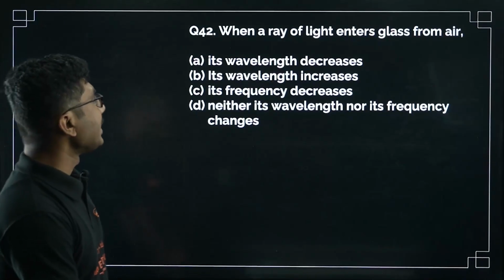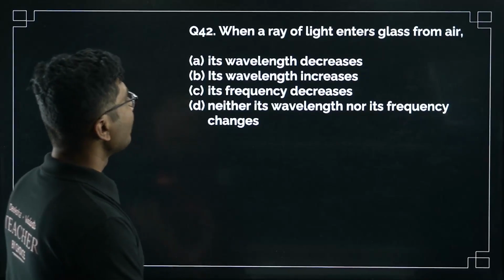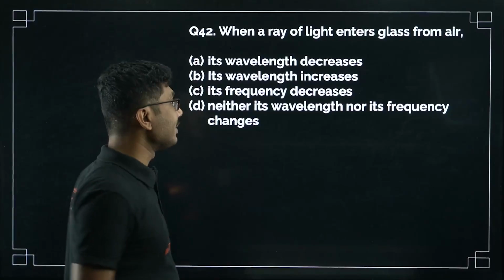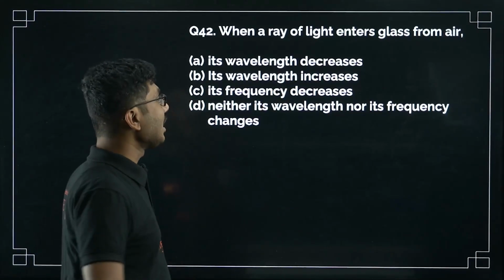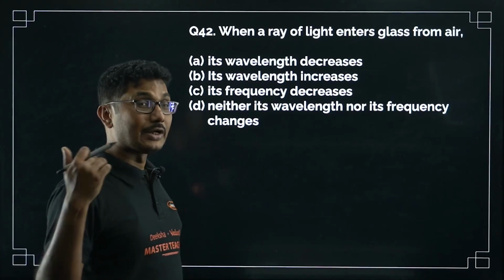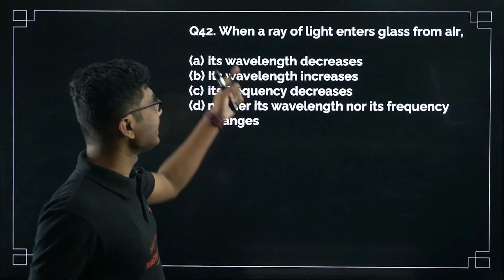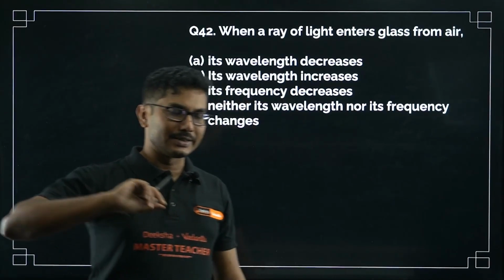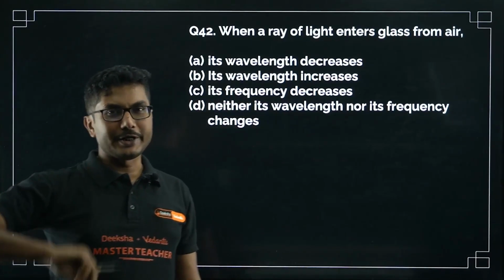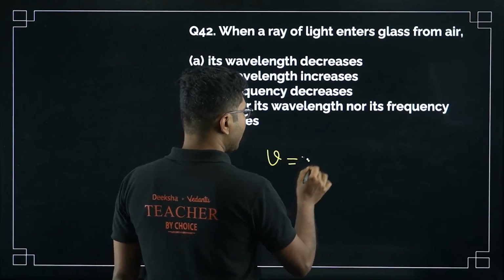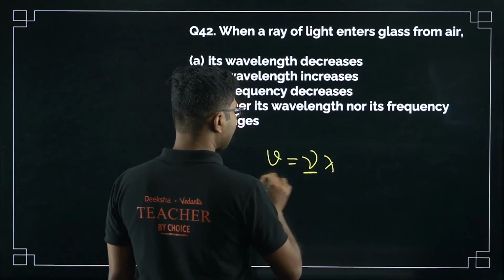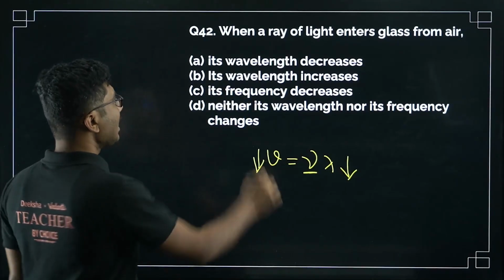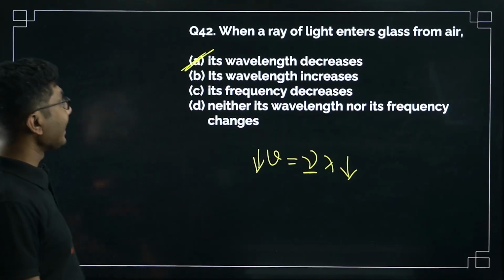Next question. When a ray of light enters glass from air, we already know from one of the other questions that the frequency remains the same, and because it is entering glass from air, the speed of light is decreasing. Air has the highest speed. Speed of light decreasing means, with V equal to nu into lambda, nu is constant and V is decreasing, so lambda will be decreasing. The wavelength decreases. So the correct answer is option A.